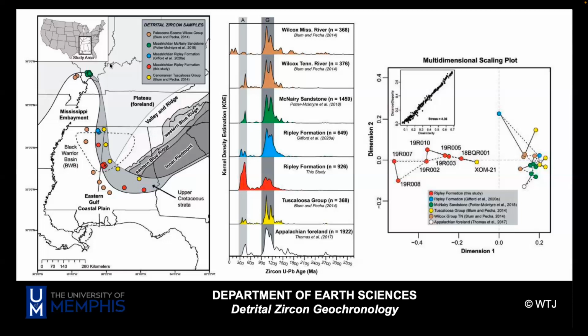So all those other colors besides the red had previously been dated. And if you look here, the KDEs for those, every single one of them has a really small Appalachian signature, that gray bar, and then it has a huge Grenville signature.